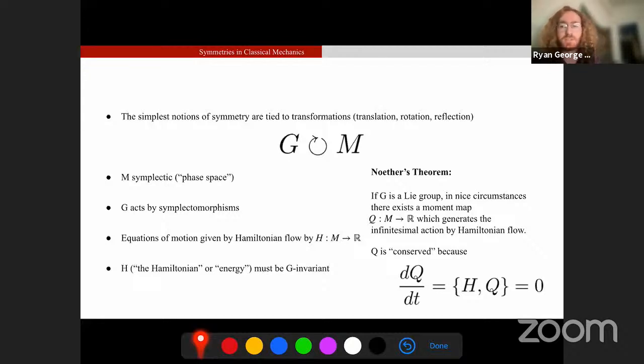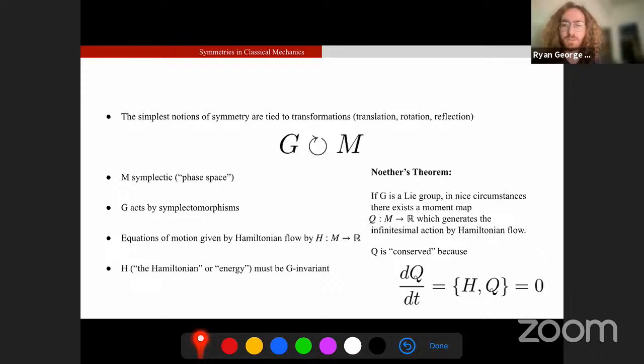Now, in nice circumstances, for instance, if G is a Lie group, then we might ask for something more. We might ask that this is what's called a Hamiltonian group action, which means that there's a so-called moment map or momentum map Q, which is another real valued function on M, which generates the action by Hamiltonian flow, but with respect to this Q. And Q automatically is conserved in the sense that the time derivative of Q is zero. The way to see that is that the time derivative of Q is given by the Poisson bracket of the Hamiltonian and Q. And this vanishes because this is also the same thing as the variation of the Hamiltonian with respect to Hamiltonian flow generated by Q. So the fact that Q generates a symmetry and that Q is conserved are actually the same statement. And that's called Noether's theorem.